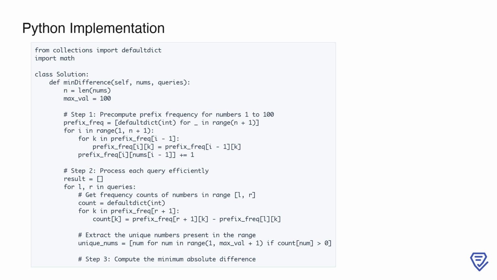for answering queries. Once the prefix frequency is prepared, we initialize an empty list result to store the answers for each query. For every query, which specifies a range, L, R, we calculate the frequency of numbers within this range by subtracting the frequency counts at the boundaries of the prefix array. This gives us the count of each number appearing in the subarray, which we then use to identify the distinct numbers present in the range.